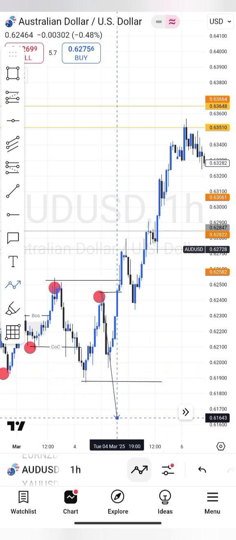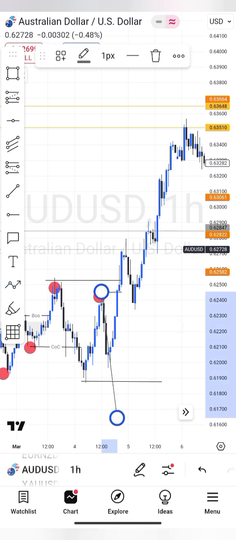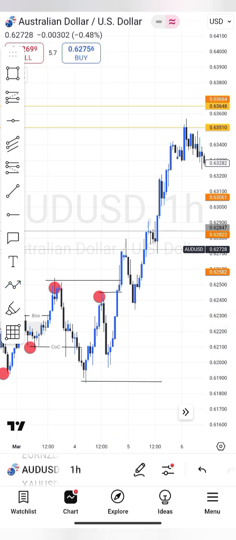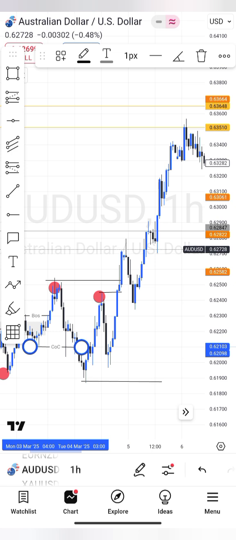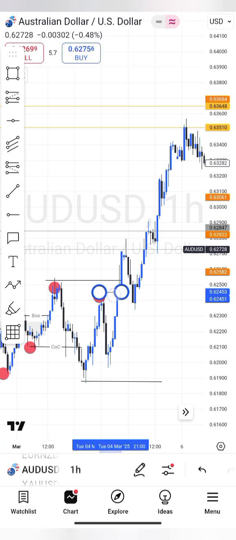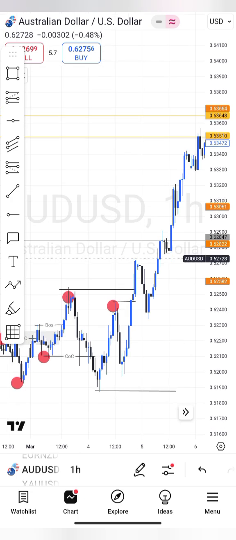Now, from what we were saying before, if this particular one did this, then it becomes a protected low because it broke structure. But it didn't break structure. Okay, it did not break structure. So when it took it out, it doesn't really matter. It's not a change of character for us. This is the last valid change of character that we know. This one did not break anything, so we won't say we have changed character. Okay, we just kept on watching the market.